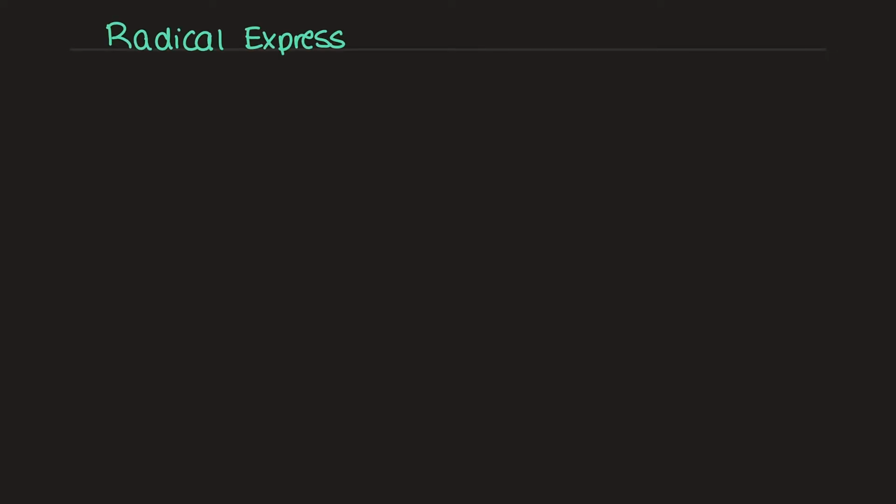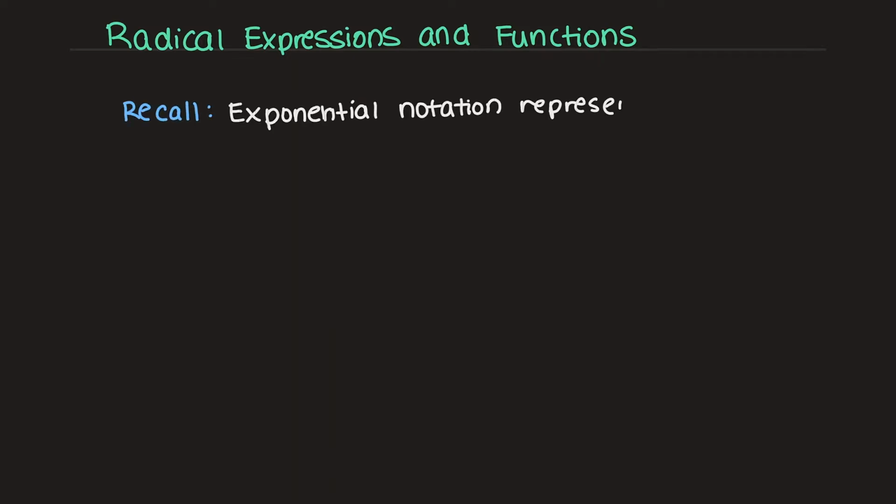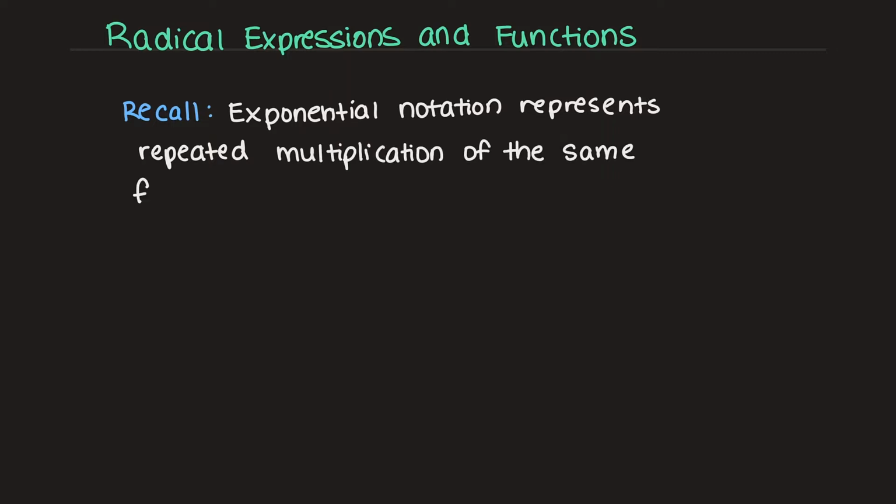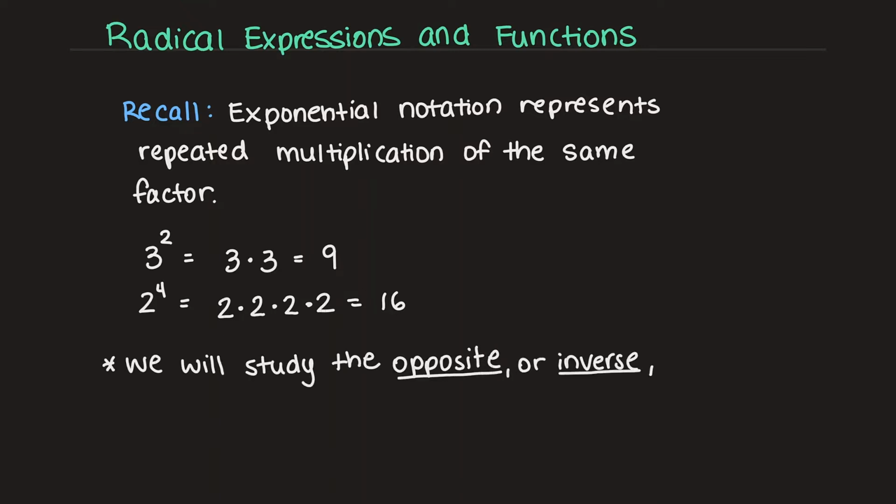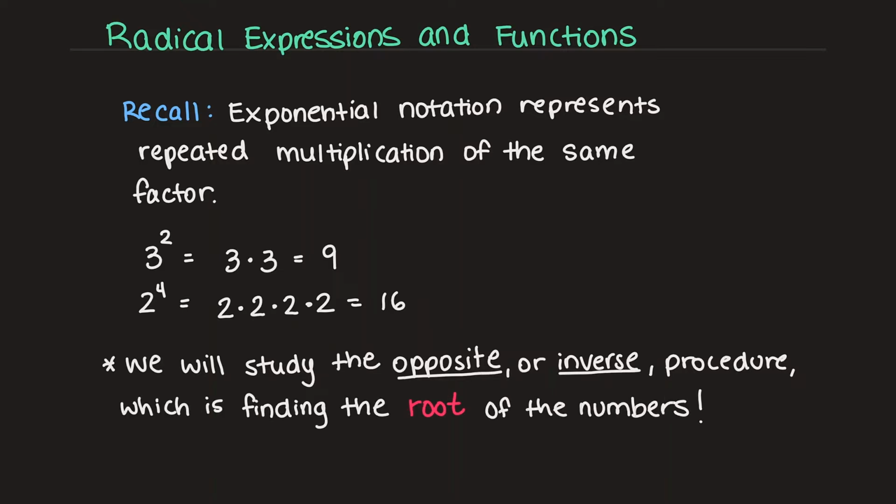In this video, we will be going over radical expressions and functions. So recall that exponential notation represents repeated multiplication of the same factor. For example, 3 squared is the same as 3 times 3, which is just 9. And 2 to the 4th power is the same as 2 times 2 times 2 times 2, which equals 16. So in this section, we will study the opposite or inverse procedure, which is finding the root of numbers.